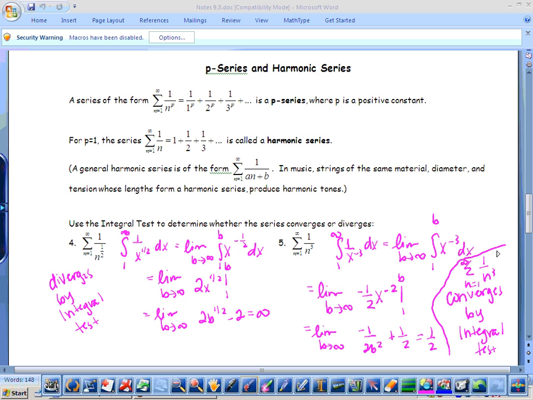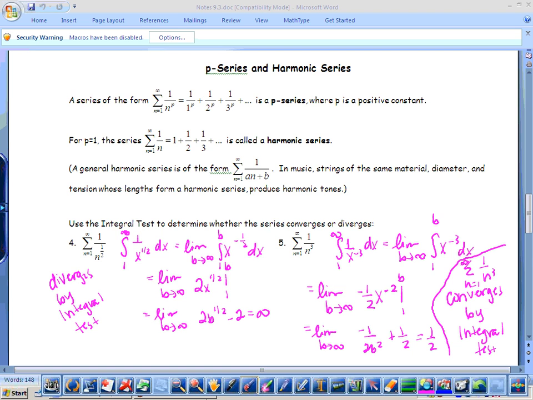Okay, so number 4 diverges and number 5 converges. And once again, on a quiz or test, especially on number 5, I would be looking to see that the value of that integral equaled 1/2. So therefore, the series converges. The series does not converge to 1/2. It's going to converge to a number that's actually bigger than 1/2, but we're not going to be concerned about that.